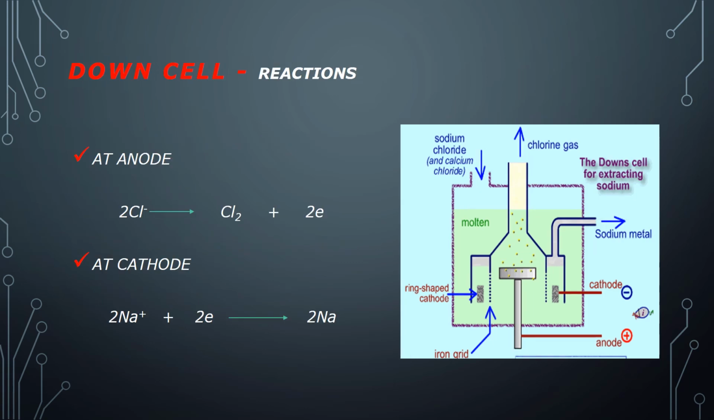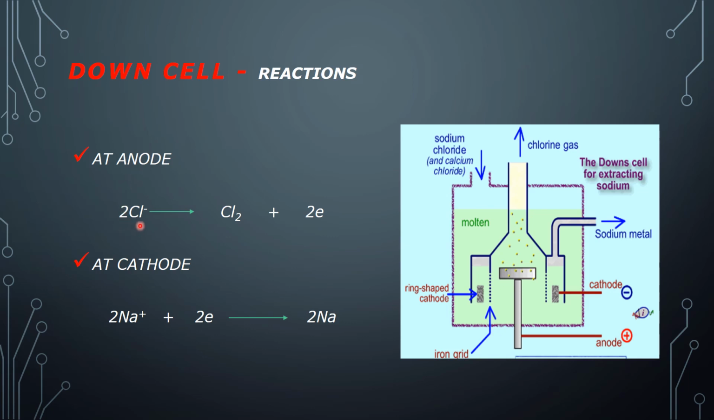These are the reactions taking place in Downs cell. We have taken molten NaCl, which means sodium and chloride ions are free to move. The reactions take place at anode and cathode separately. At anode, oxidation takes place. Oxidation means loss of electrons.